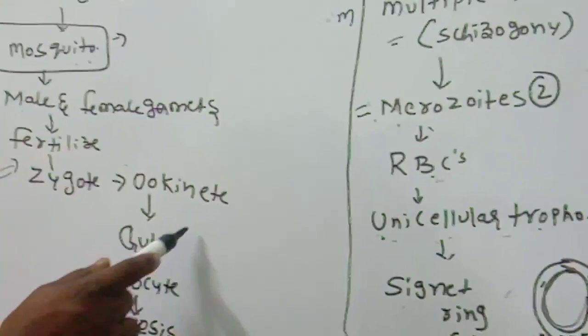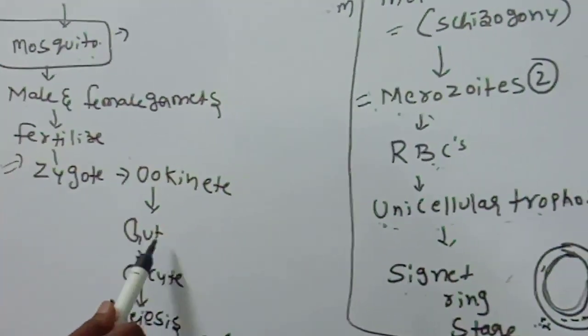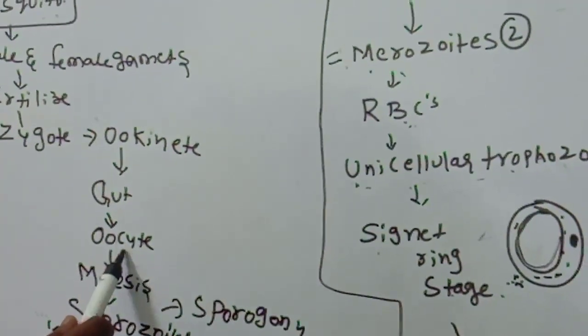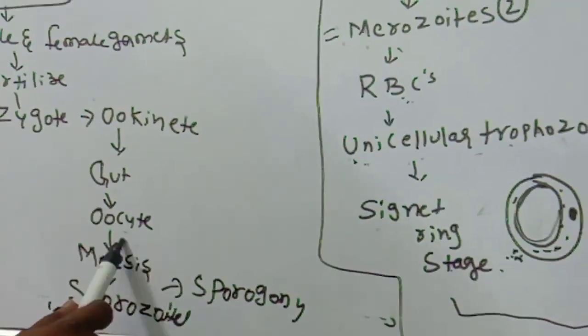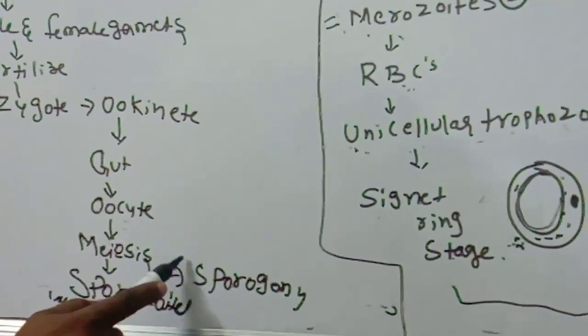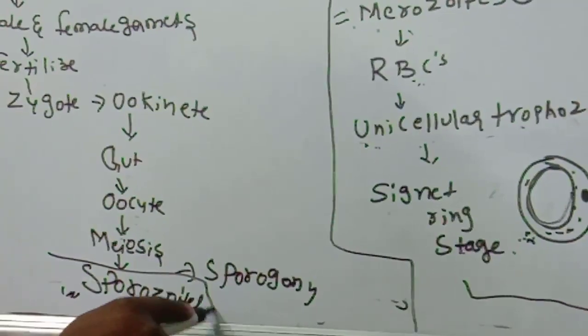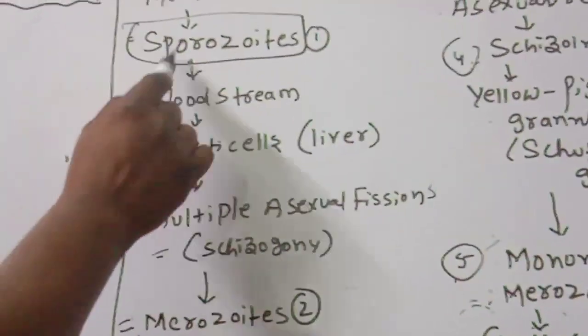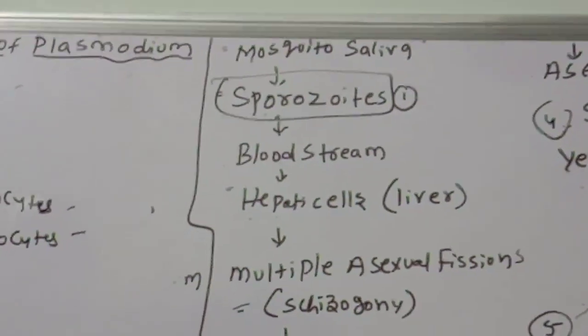Then ookinete. This ookinete is in the gut, so it will be called oocyst. Then oocyst is involved in meiosis. Then through the sporogamy process, again, the sporozoite. This sporozoite will again infect another person.